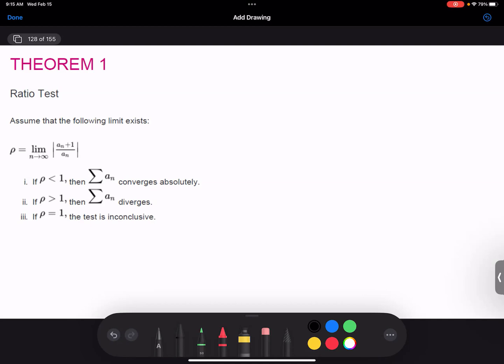So the ratio test says the following. Assume the following limit exists. The absolute value of a_n, ooh, that's a bad typo.